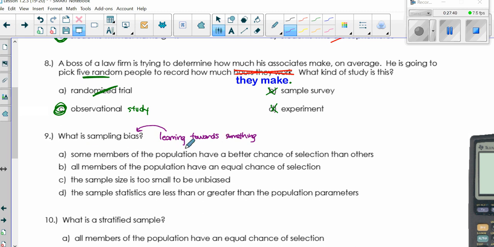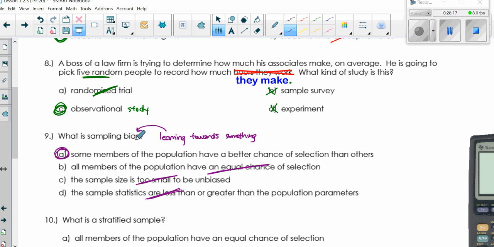A says some members of the population have a better chance of selection than others. B, all members of the population have an equal chance of selection. That's not true. If there's bias going on, everybody does not have an equal chance of selection. C, the sample size is too small to be unbiased. That's not true. There's no such thing. You can't have too small of a group, which makes it unbiased. D, the sample statistics are less than or greater than the population parameters. That doesn't have anything to do with sampling bias, which means then it's got to be answer A.